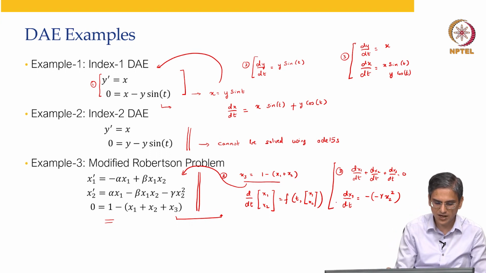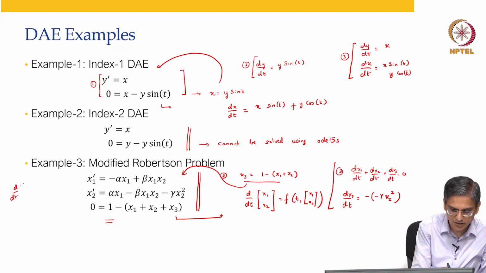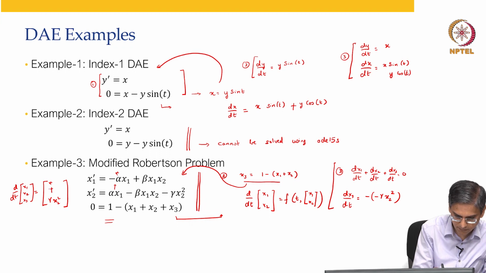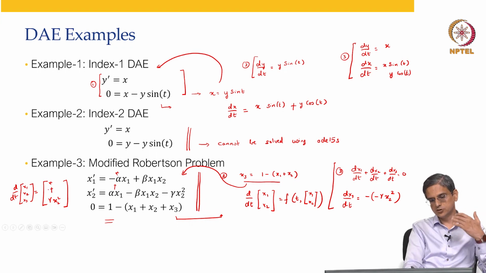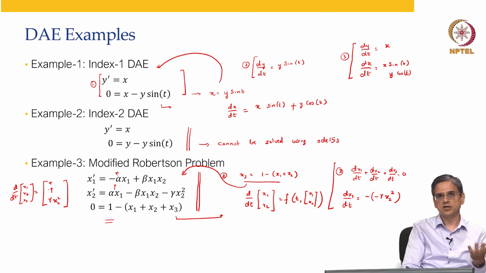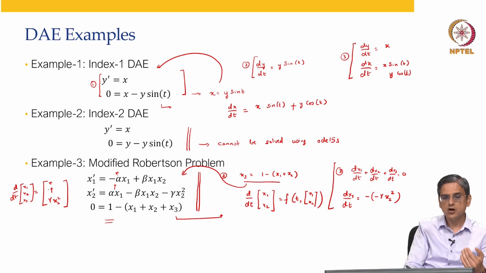So now what you have is d by dt of this, and that is how you can get it. Now, you might be tempted in general to want to solve this equation using this particular approach.